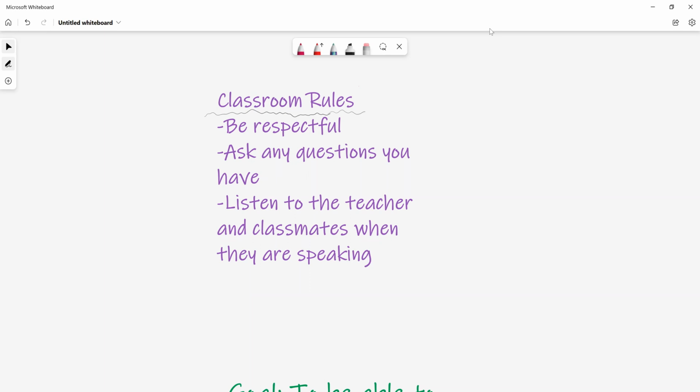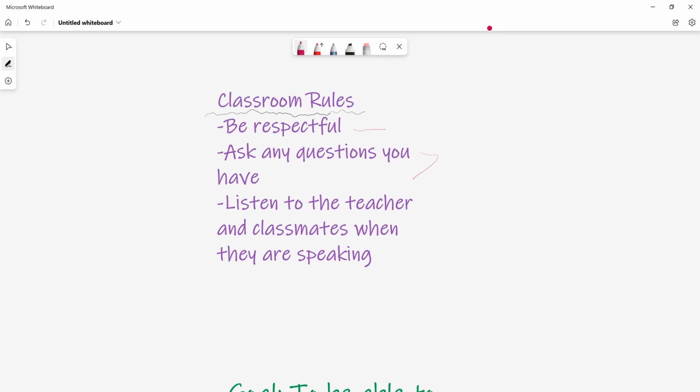Before we start, let's review our classroom rules. First, we must be respectful, okay? We must respect everybody in our classroom, our teacher, our classmates. Also, ask questions, okay? Don't be afraid to ask questions. Don't be shy. Raise your hand. We want everyone to understand the lesson. I can make anything clear if anything's confusing.